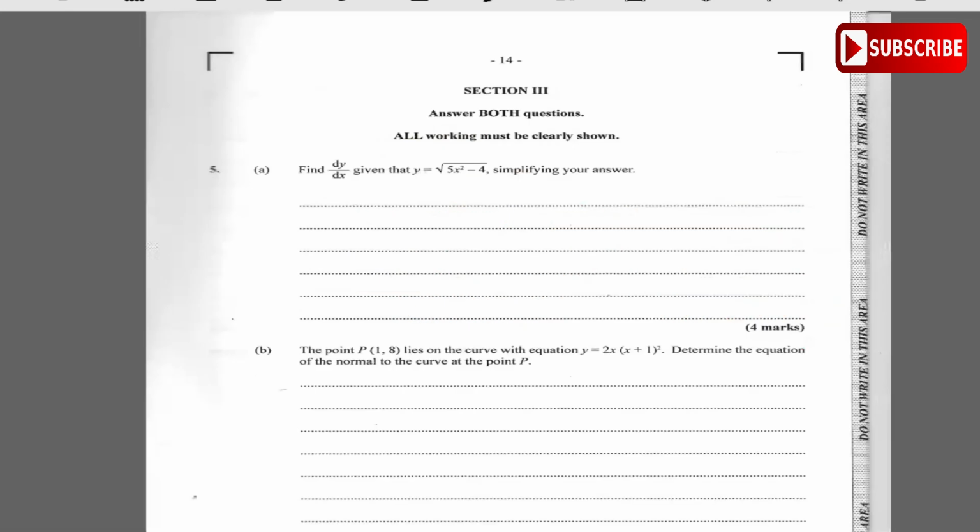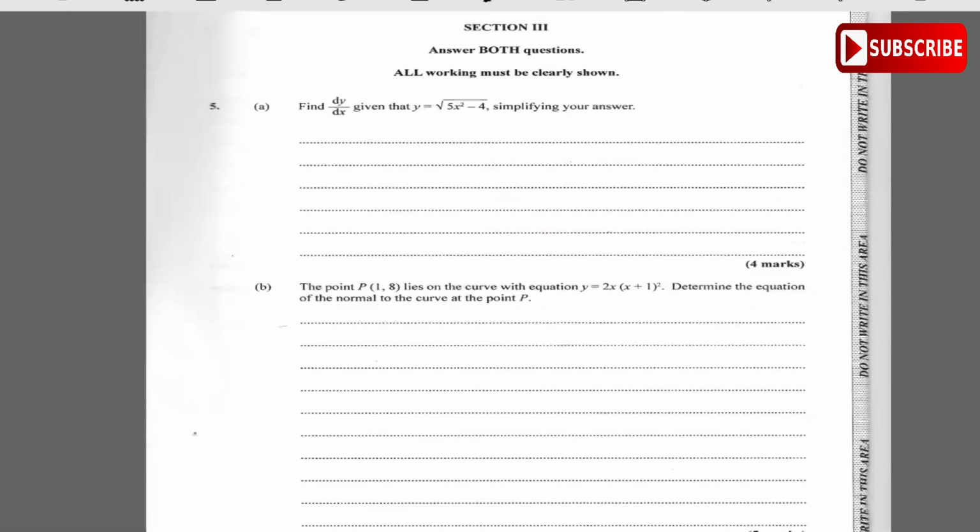I'll go around here, question 5. Now, when we get to question 5, we really start section 3. And section 3 asks us, find dy by dx given that y is the square root of 5x squared minus 4, and simplify your answer.